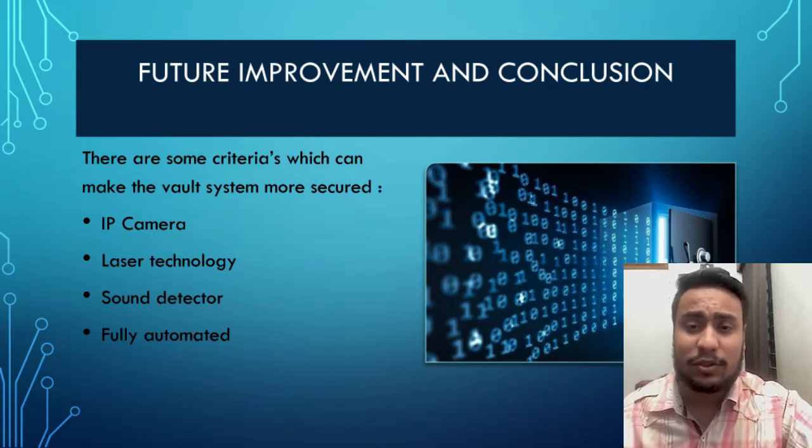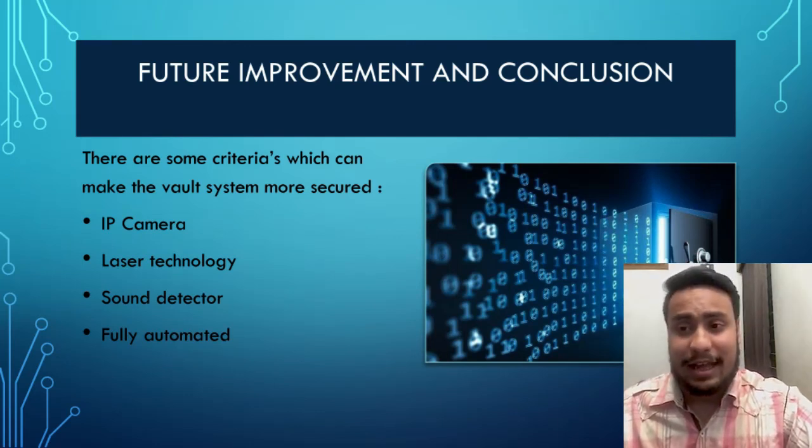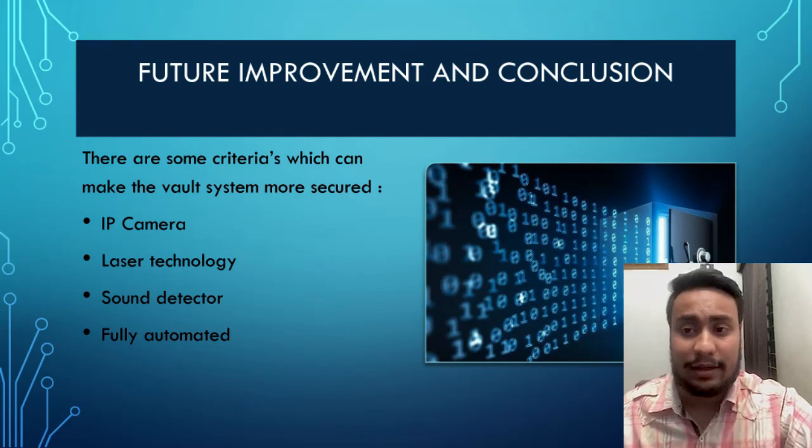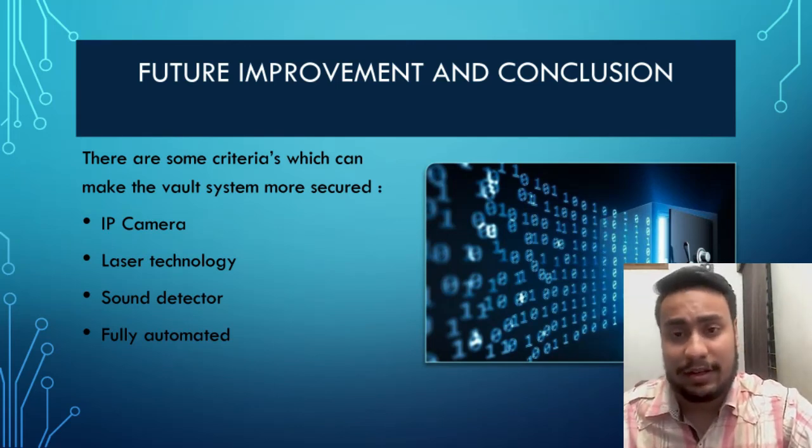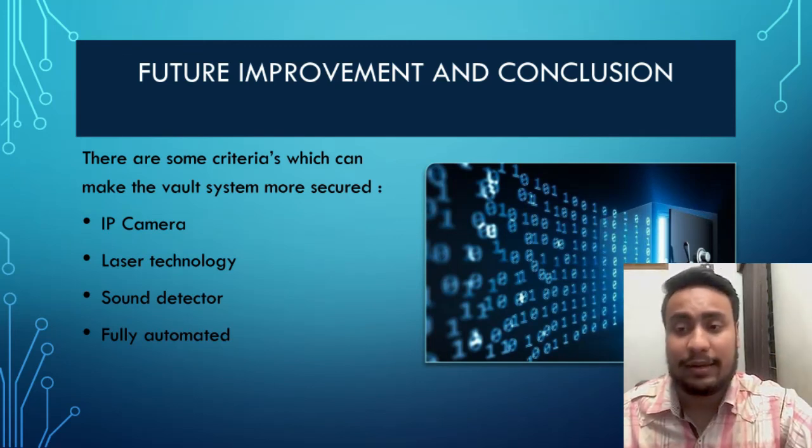I am going to present you about feature improvements and conclusions. First criteria is IP camera. Most banks that have a walk-in vault are likely to have a camera, at least covering the entrance. Some may have internal vault cameras. Although in banks with safe deposit boxes, they are more likely to have internal vault cameras.